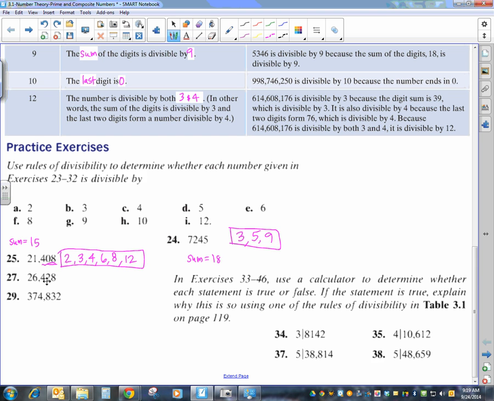26,428. First thing, again, ends in an even number, so I know that 2 goes into it. I'm going to add up my digits. The sum is 2 plus 6 is 8, 2 plus 8 is 10, so I have 10 plus 8 is 18, plus 4 is 22. So these add up to 22. So that means I know 3 and 9 are not going to go into it. Does 4 go into it? Does 4 go into 28? 4 goes into 28 7 times, so 4 is good.